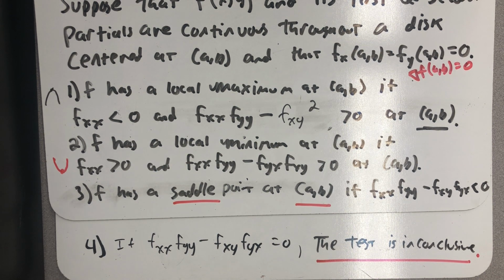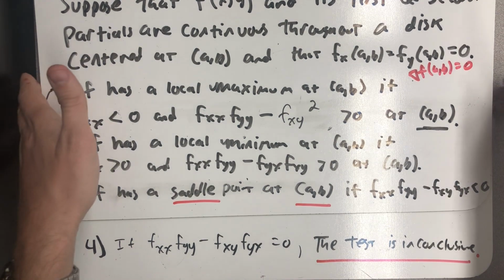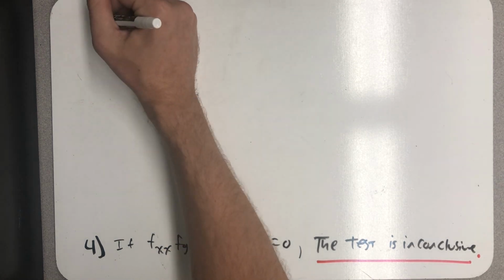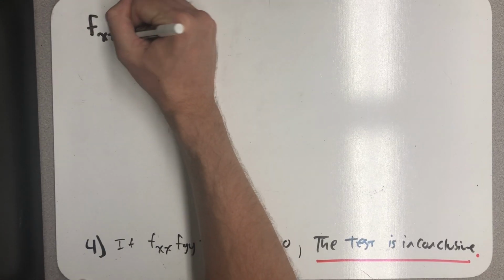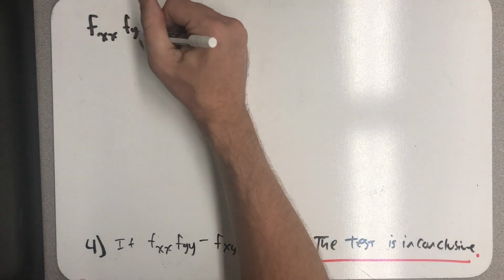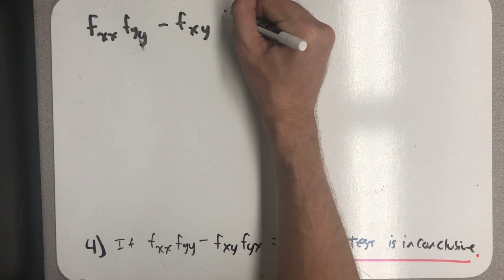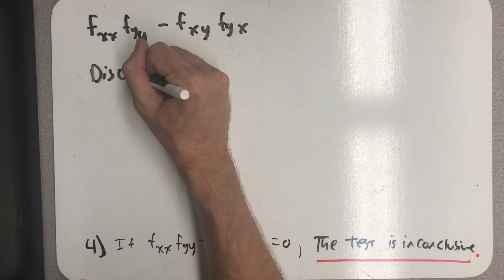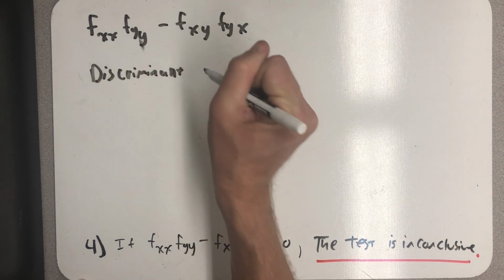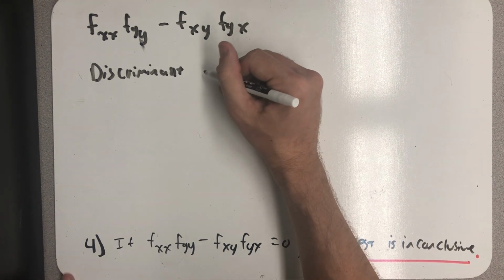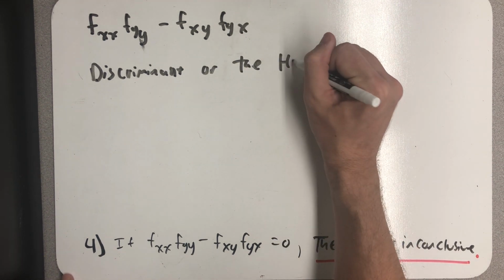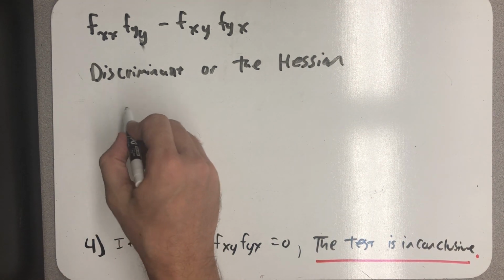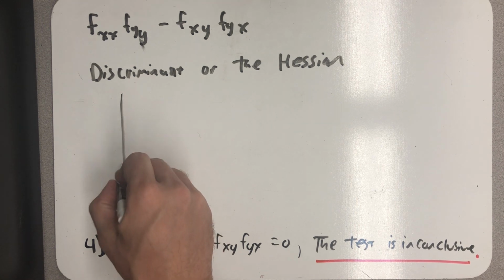All right, let's work through an example where we get to use the second derivative test. But before we do that, I want to talk about this calculation just a little bit more. This algebraic expression involving all of the second order partials is called the discriminant. Sometimes you'll see it referred to as the Hessian. And it actually can be thought of as coming from a determinant.